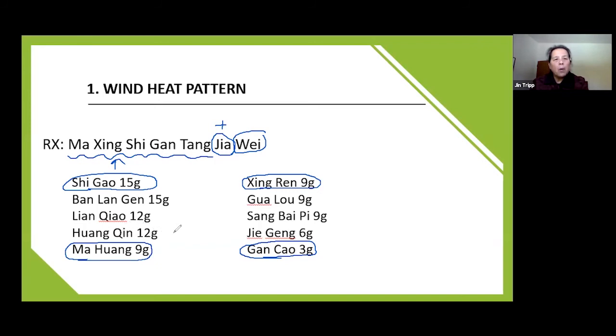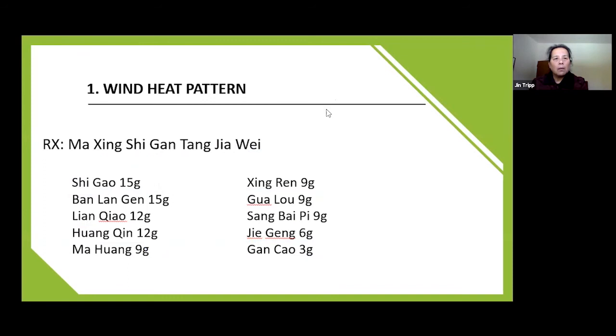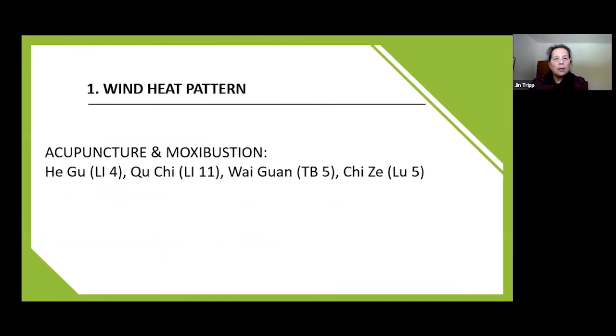And then we add more herbs. 板蓝根 and 连翘 relieve the exterior and clear heat toxins. 黄芩 clears internal heat. And 瓜蒌, 桑白皮, and 桔梗 work for the lung: resolve phlegm, open the lung, stop cough. So that's the formula we use in the heat pattern.